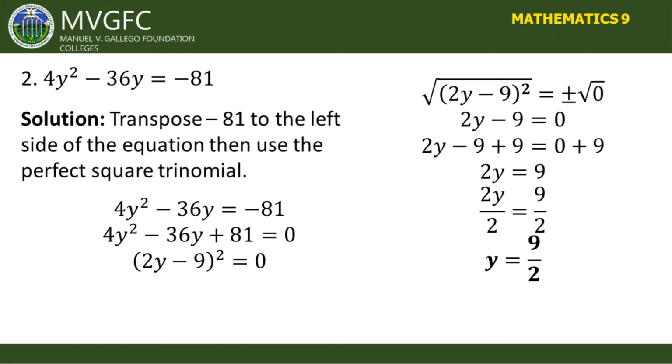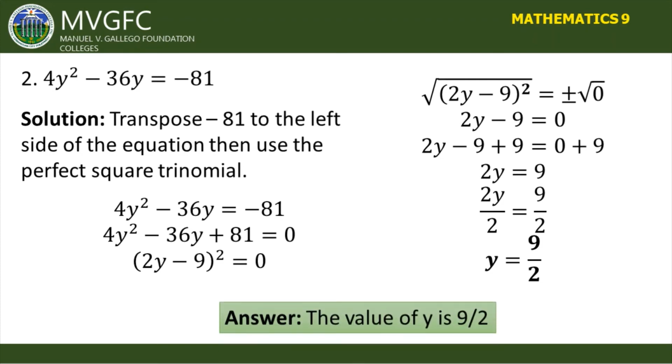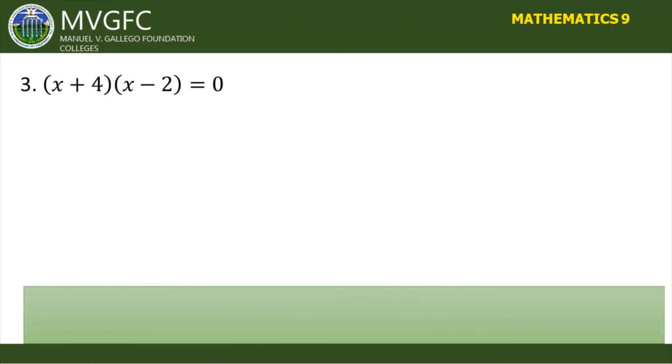How do we simplify this? Simply divide both sides by 2, so on the left side, only y will remain. So we have y is equal to 9 over 2. So our answer is the value of y is 9 over 2.